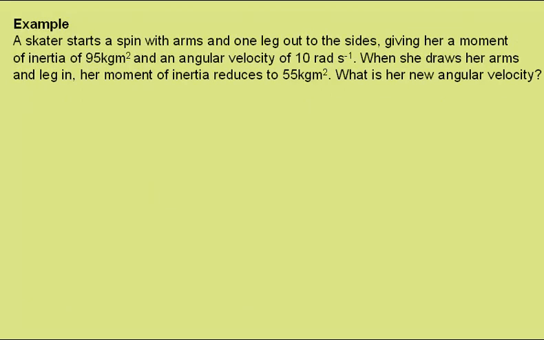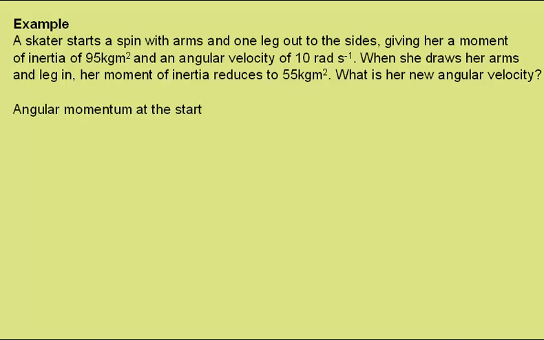Here's an example. A skater starts a spin with arms and one leg out to the sides, giving her a moment of inertia of 95 kg-meters squared and an angular velocity of 10 radians per second. When she draws her arms and leg in, her moment of inertia reduces to 55 kg-meters squared. What is her new angular velocity?